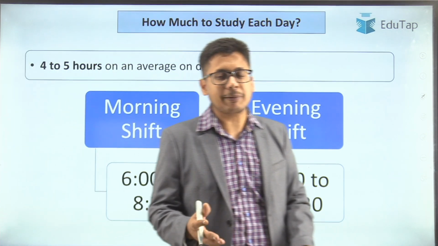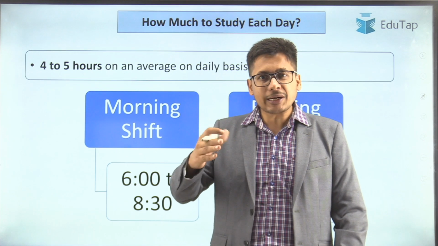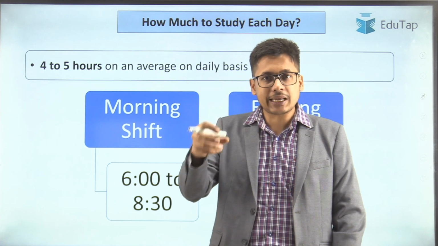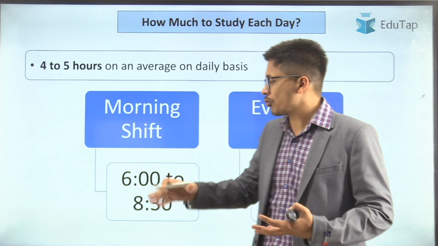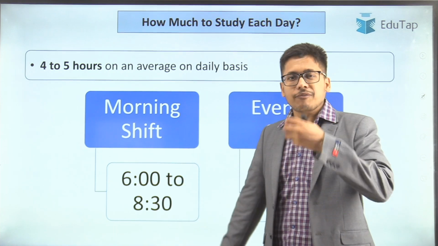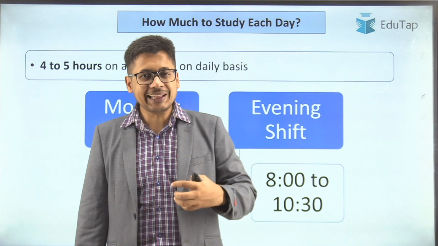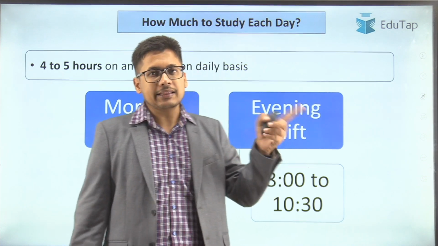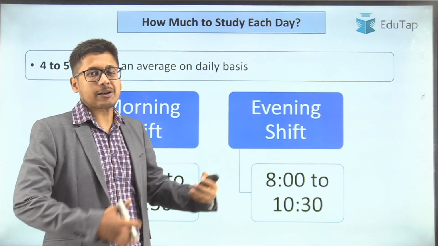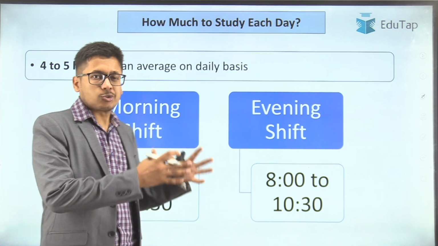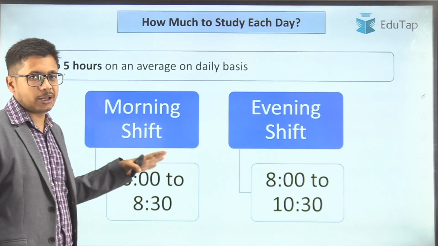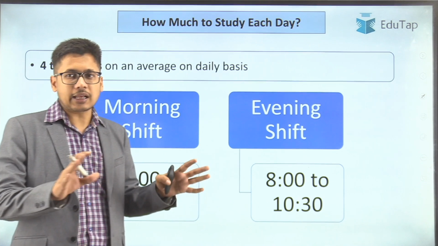We always recommend that it is important that we give some break time to our brain, so whatever we have learned in one shift, we have some time for our brain to memorize that, to retain that, to encapsulate that, and then we go on to the evening shift, where we will read some other new topics. Okay, so for example, 6 to 8:30 in the morning and 8 to 10:30 in the evening, that is the time that we can have.